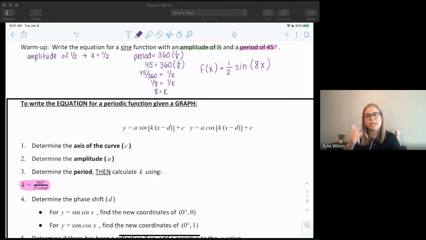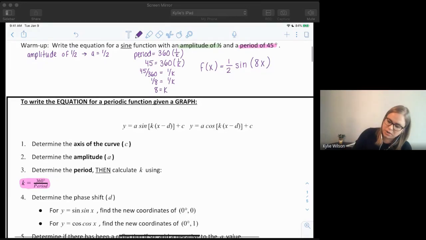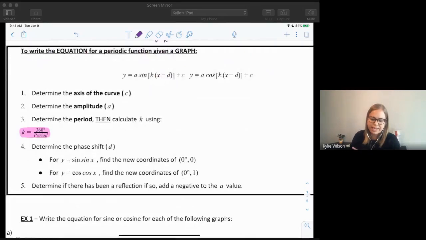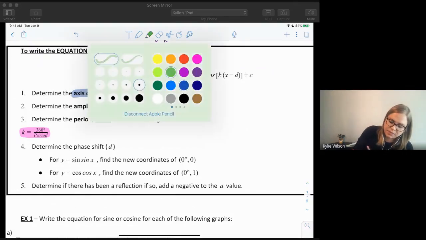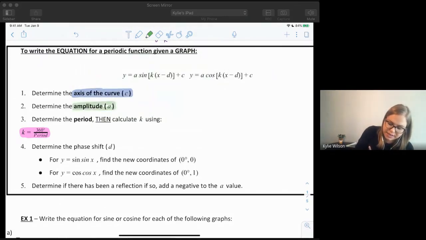Okay, so here are the steps that we're going to use. First, we look at our equations with the transformations. So we have y equals a sine k times x minus d plus c, and y equals a cosine k times x minus d plus c. The first thing that we'll do, this is all very similar to the past couple lessons, is determine the axis of our curve. As soon as we find that, that's immediately our C value, which is really convenient. Next, we're going to determine our amplitude. As soon as I have my amplitude, that's my A value. So I can just plug that right in.